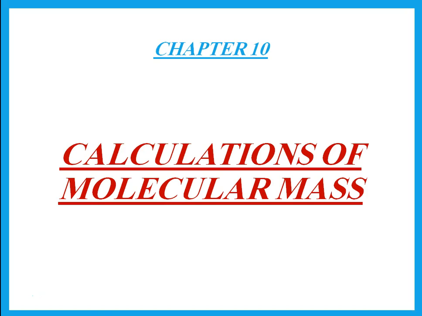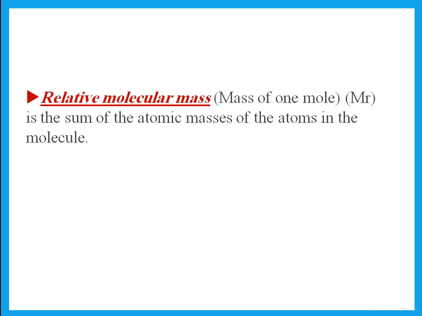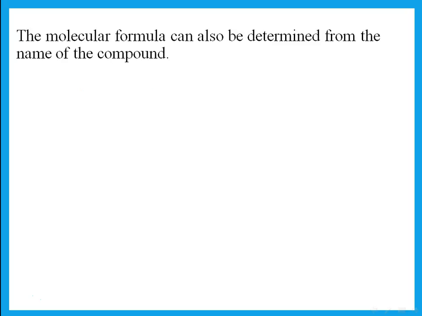So let us just take a look at what is molecular mass. Molecular mass, which is also referred to as mass of one mole, or we're going to be talking about it as MR, is actually the sum of the atomic masses of the atoms in the molecule. So if we have a certain molecule, you just add up the masses according to the molecular formula, and that will give you the molecular mass.